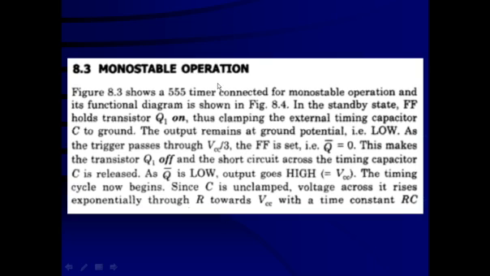Now, monostable operation. What is the monostable? First of all, you understand this monostable means stable, bistable and monostable. The output of any circuitry has two different states. Either the output is going to be in the low state or the output is going to be in the high state.